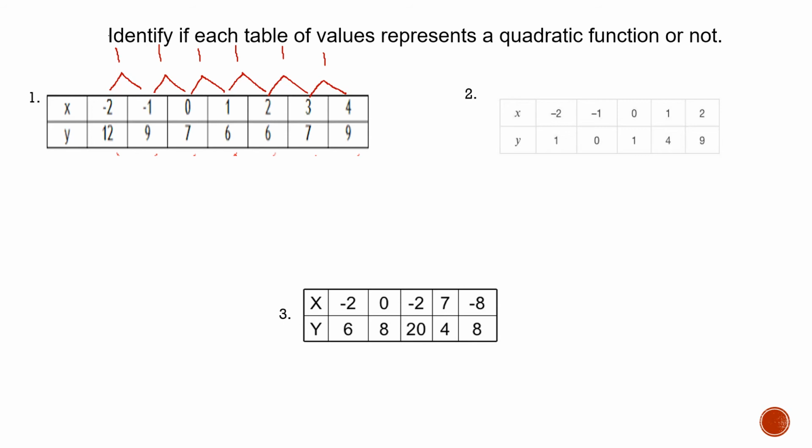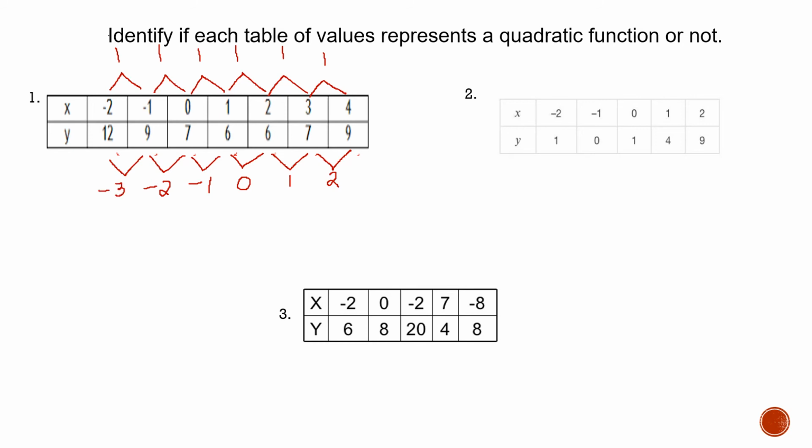Let's proceed to y. 9 minus 7 is 2. 7 minus 6 is 1. 6 minus 6, 0. 6 minus 7 is negative 1. 7 minus 9 is negative 2. 9 minus 12 is negative 3.